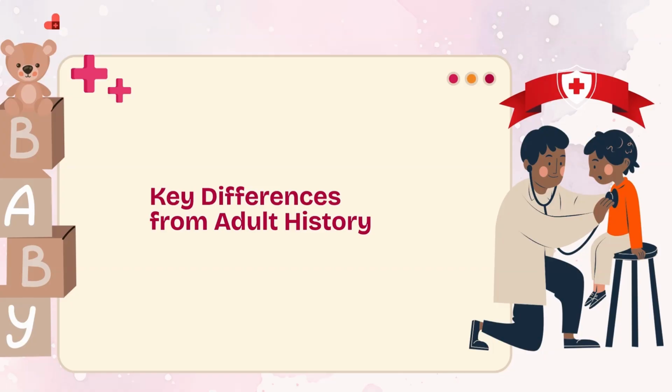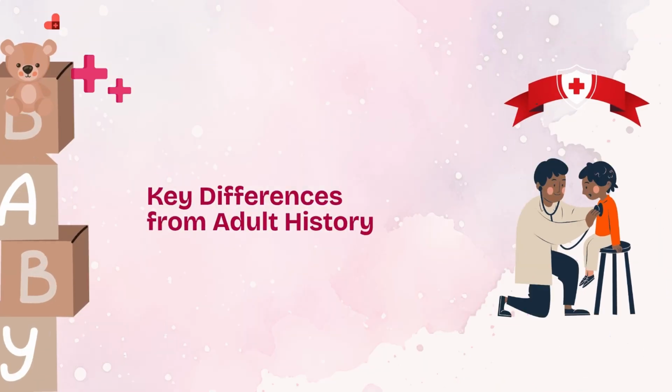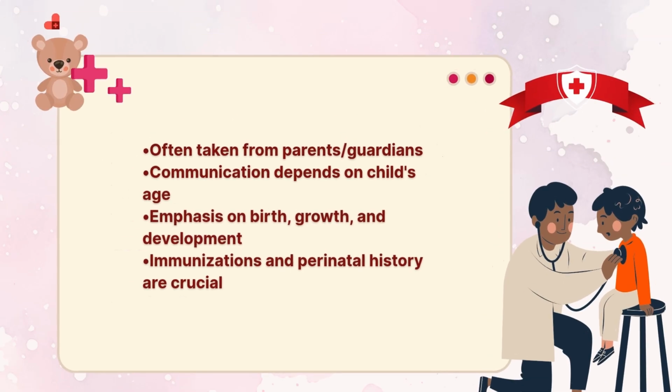So first of all, let's see how it is different from adult history. Pediatric history is often taken from parents or guardians. Communication depends on the child's age. Our main emphasis is on birth, growth, and development. Immunizations and perinatal history are crucial.